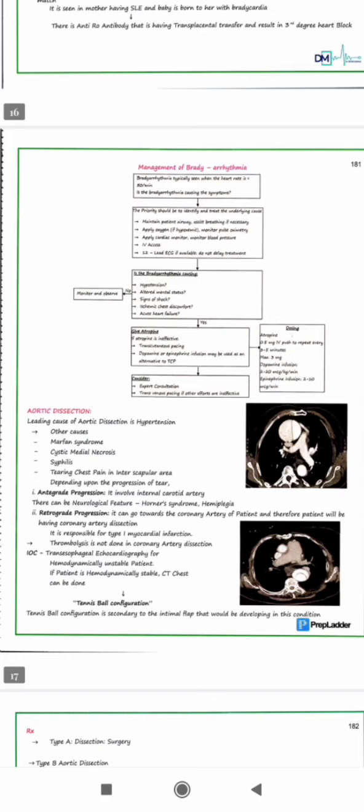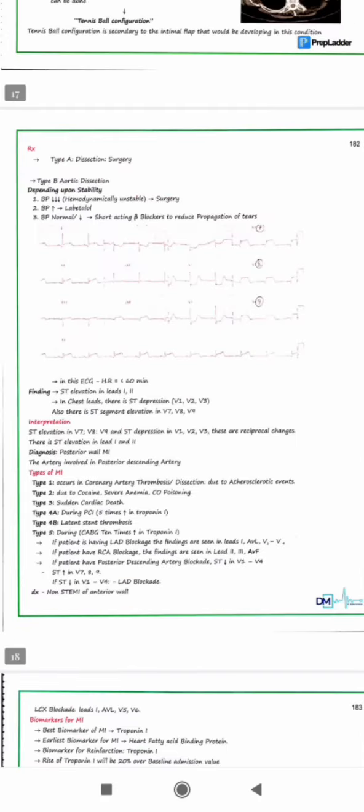Now we're going down to aortic dissection. We have small pictures over here telling you about the aortic dissection condition, which is seen in hypertension and in Marfan syndrome. Antegrade progression is a very characteristic point, and there is retrograde progression also. The investigation of choice here is transesophageal echocardiography, shown in the figures, for the hemodynamically unstable patient. If the patient is stable, a CT chest is done, which shows a tennis ball configuration, which we can see in the picture.